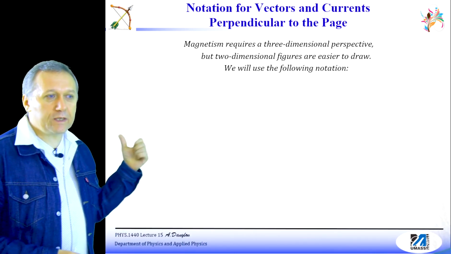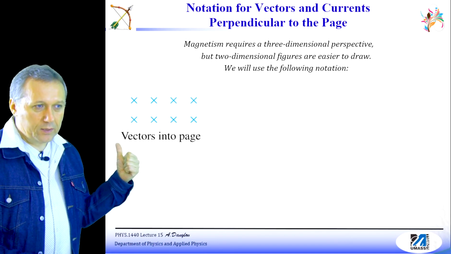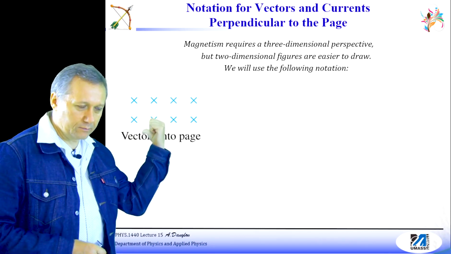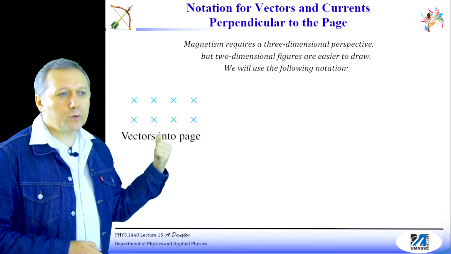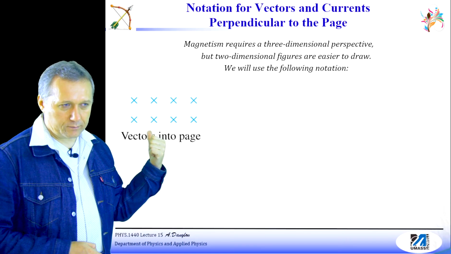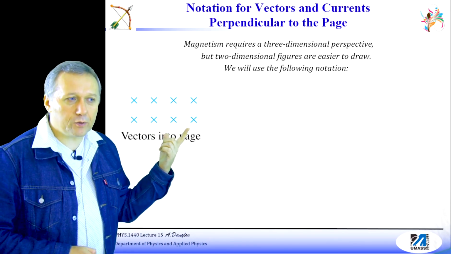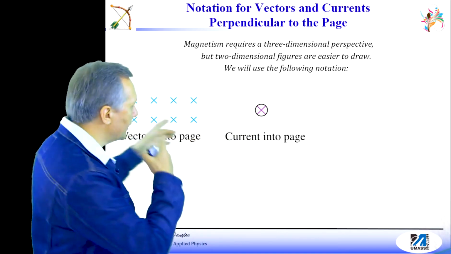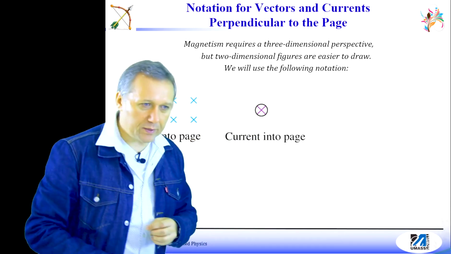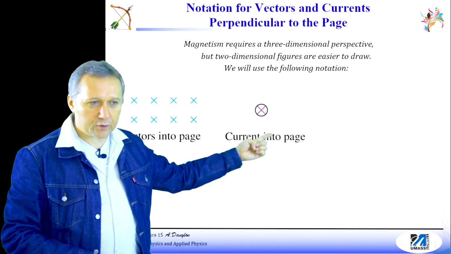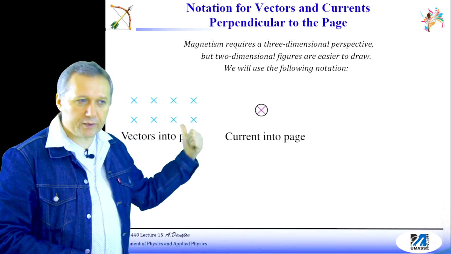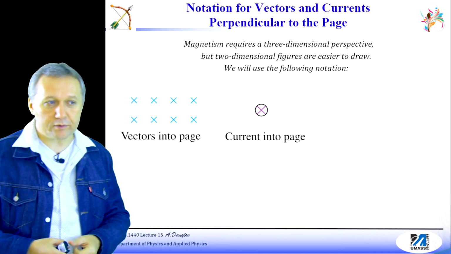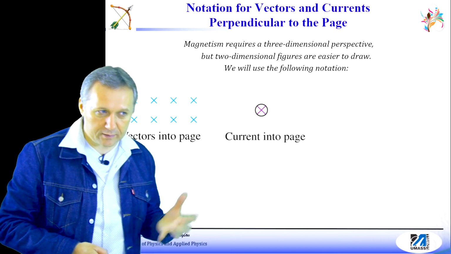First of all, if your vector is into the page, or into the board, we're going to use this sign, a cross. Or if, for example, your current, which we're going to use very often, almost every class, is flowing into the page, we're going to use the symbol, sort of like a circle with a cross. Or here also, if it's a vector, very often we're going to draw just a circle and a cross inside.